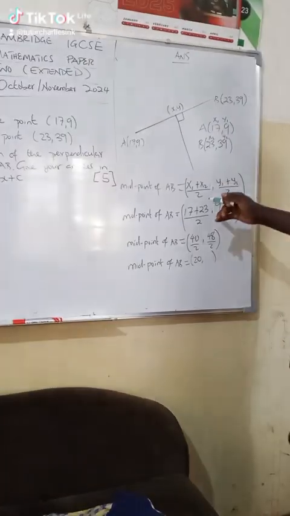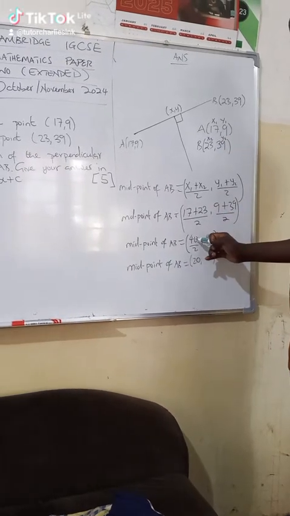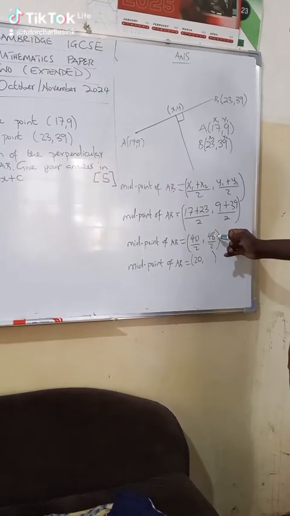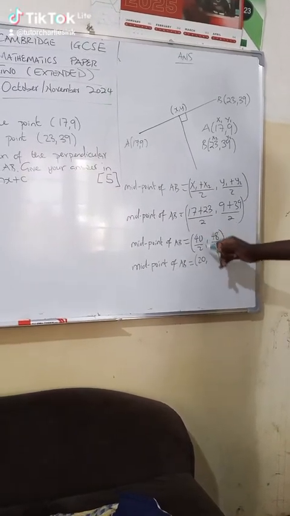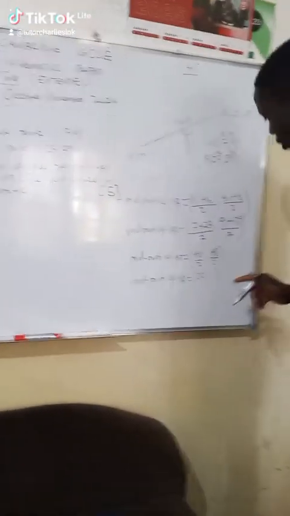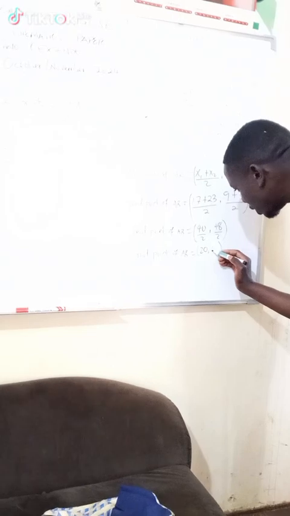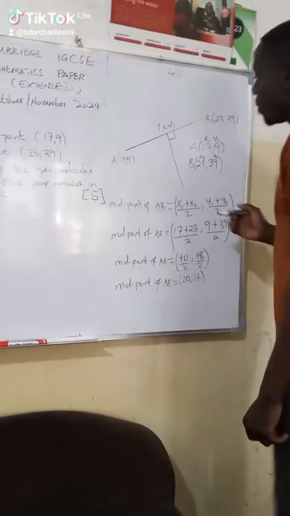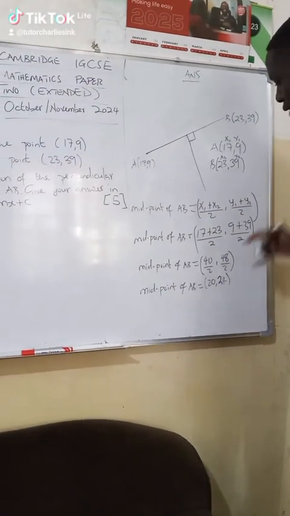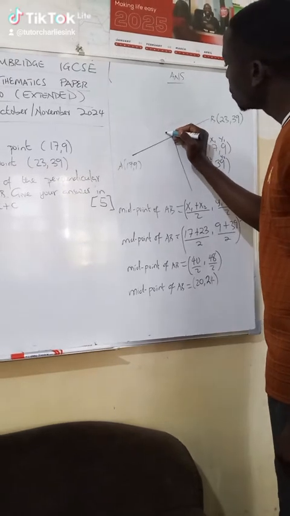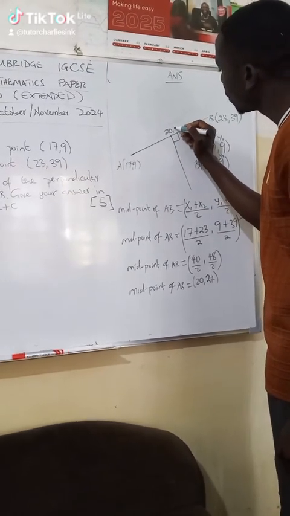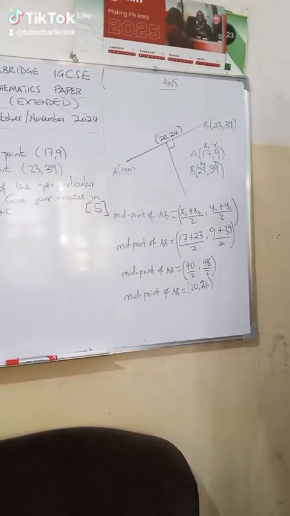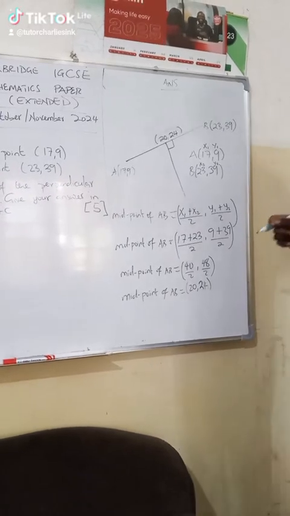So the midpoint of AB: I'm going to add 17 plus 23, I'll get 40, divided by 2, comma, 9 plus 39, I'm going to get 48, divided by 2. 2 into 40 is 20. 2 into 48 is 24. So the perpendicular bisector is passing through the point (20, 24).